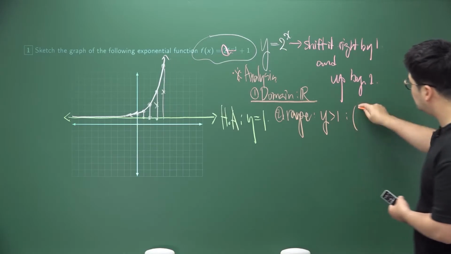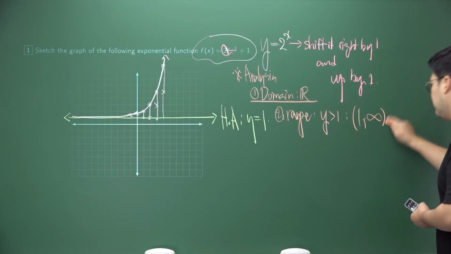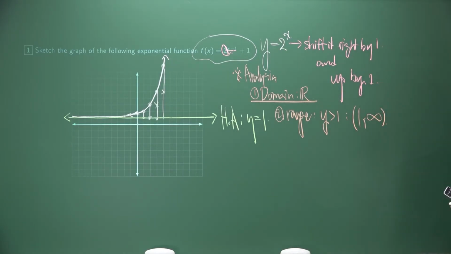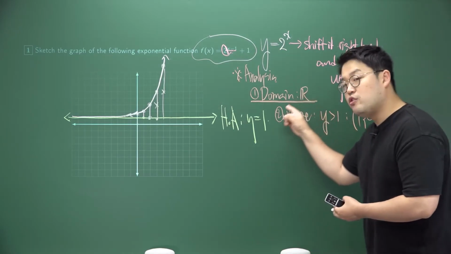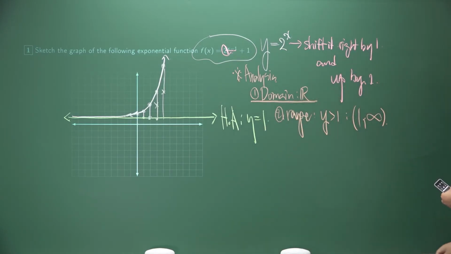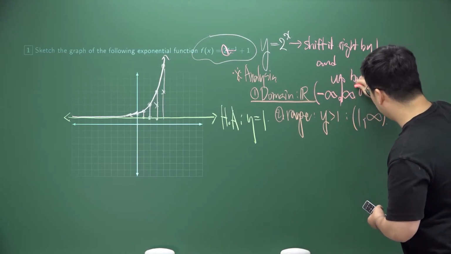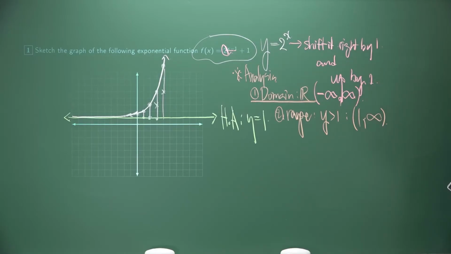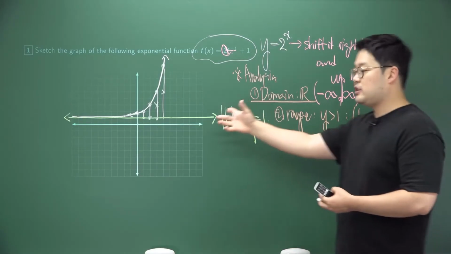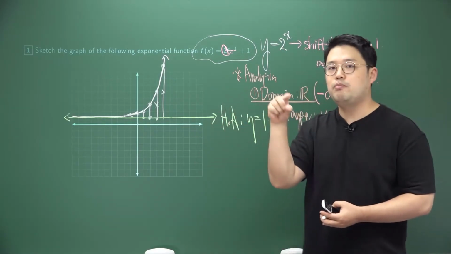And you can also write this in interval notation. y is going to be stuck between 1 and infinity. And by the way, the domain is going to be the set of all real numbers. If you want to write this in interval notation, that's how you do it. So this is how we sketch the graph of an exponential function using the multiplication rule.